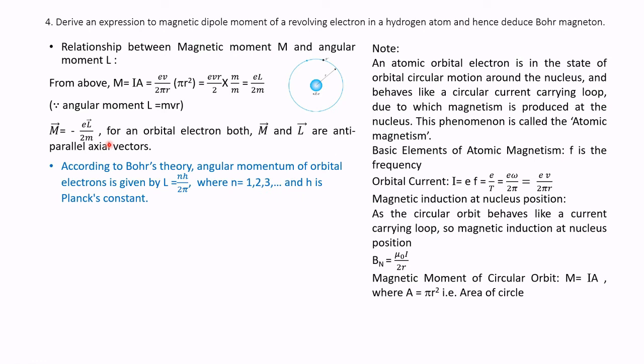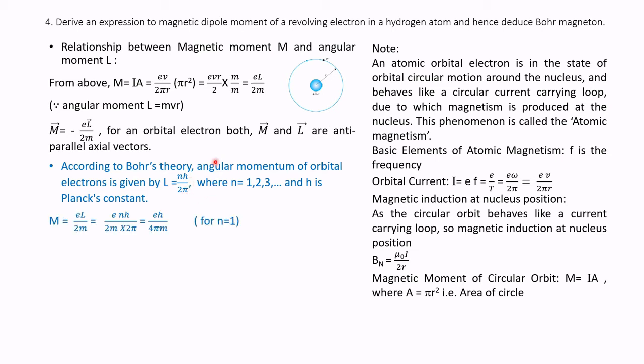According to Bohr's theory, angular momentum of orbital electron is given by L is equal to nh by 2 pi, where n is the number of shells. That is first orbit, second orbit, and 1, 2, 3 like that. And h is the Planck's constant. So angular momentum is equal to n into Planck's constant divided by 2 pi.